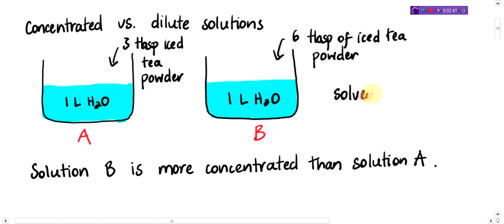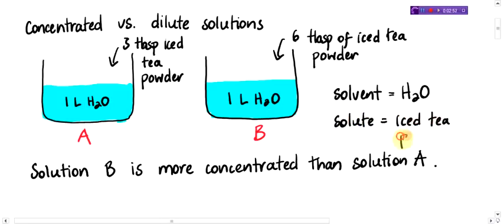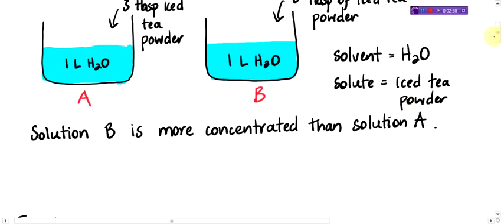Remember, the solvent in both cases was the water, and the solute is the iced tea powder. So solutes are the parts that are being dissolved, and solvent is the part that is doing the dissolving. Now, talking about whether you've got a dilute solution or a concentrated solution doesn't really give you precise values to work with. You can use them in terms of comparing two solutions, saying one solution has a greater concentration or is more concentrated than another solution, but it doesn't really give you a numerical value with which to work.